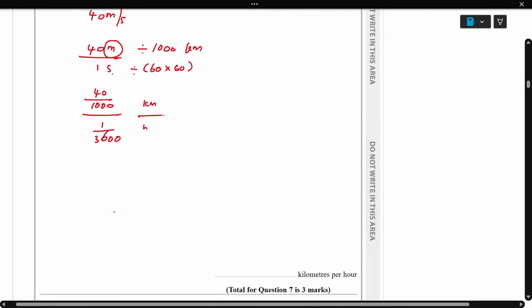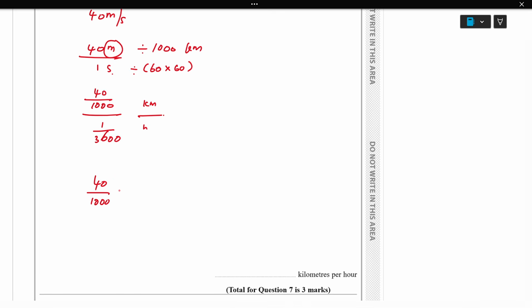So I can simplify like 40 over 1000 times 3600 over 1 kilometer per hour. So here I can simplify, and we'll get 12 and 144. So the answer is 144 kilometer per hour.